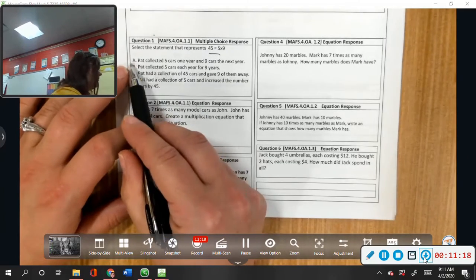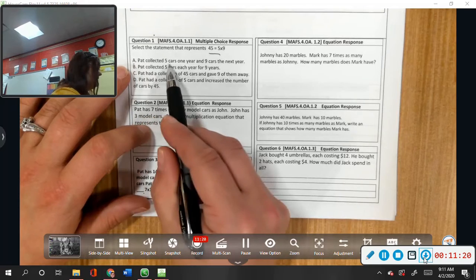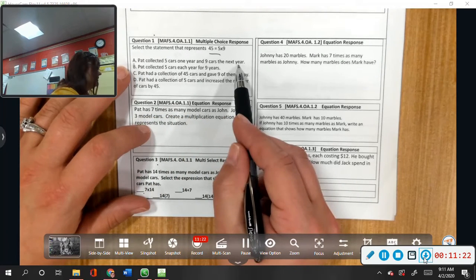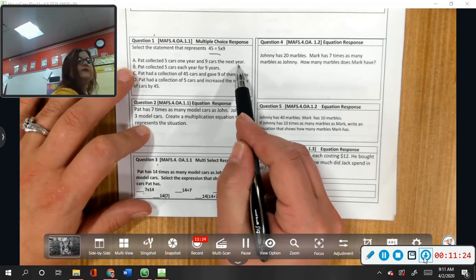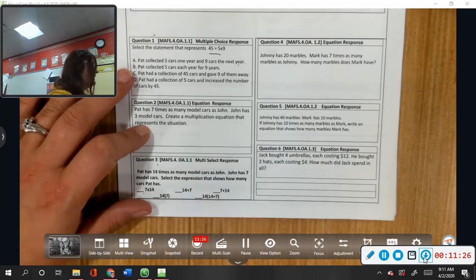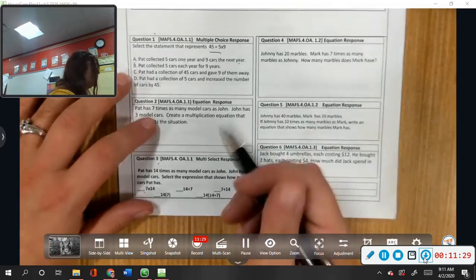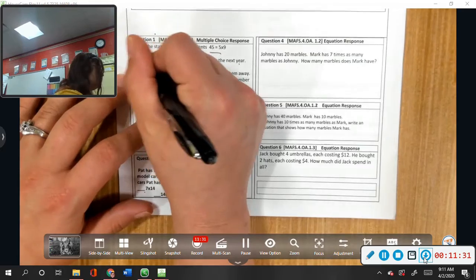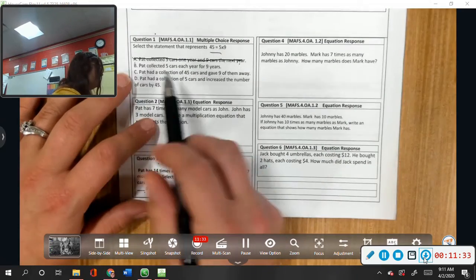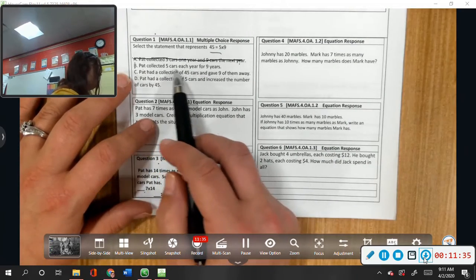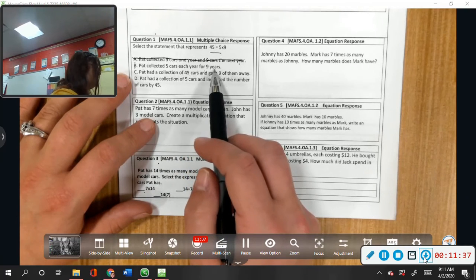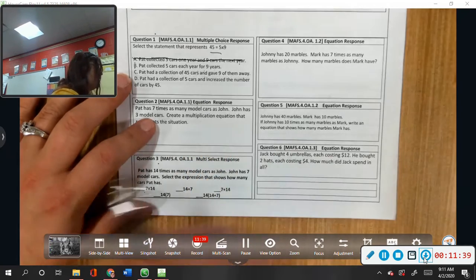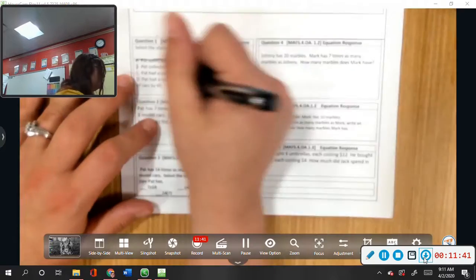Let's read number A. A says, Pat collected 5 cars one year and 9 cars the next year. Well, that's not him multiplying. That's not him getting groups. Each car is its own thing. So that's actually an addition. So we're going to cross that off. We have B. Pat collected 5 cars each year for 9 years. How many cars would he have at the end? That could work. Let's keep reading.